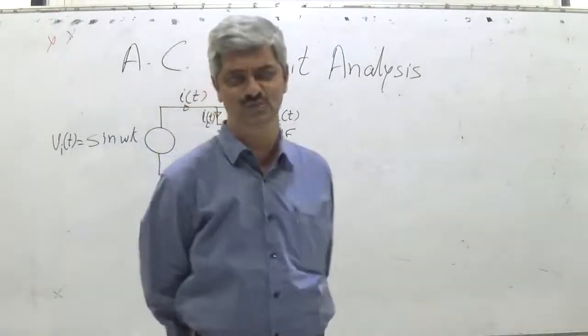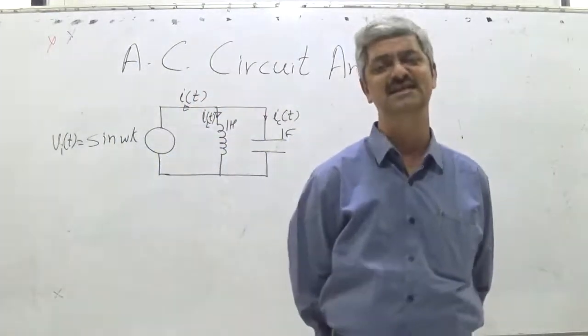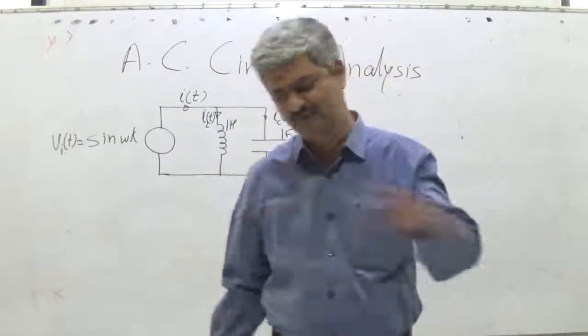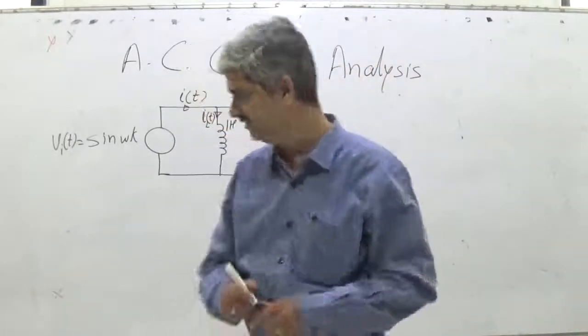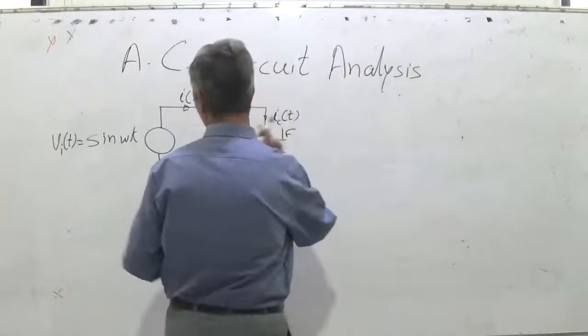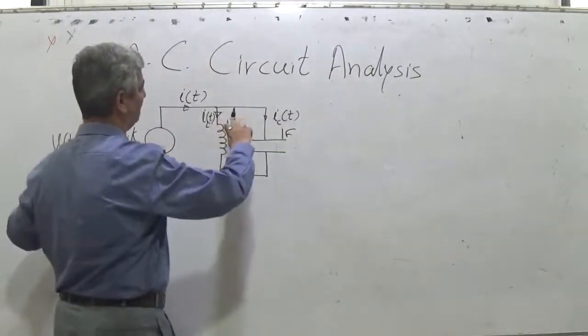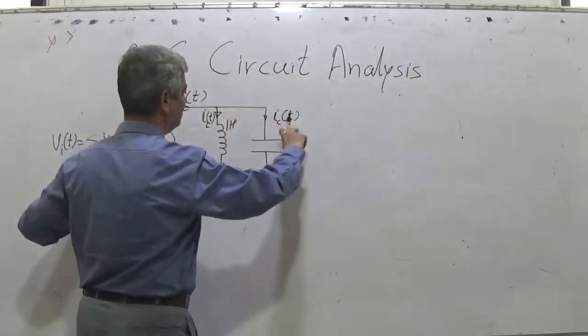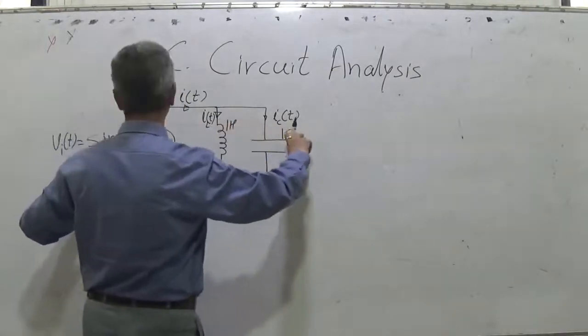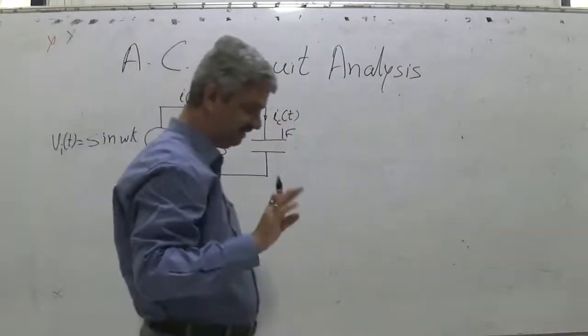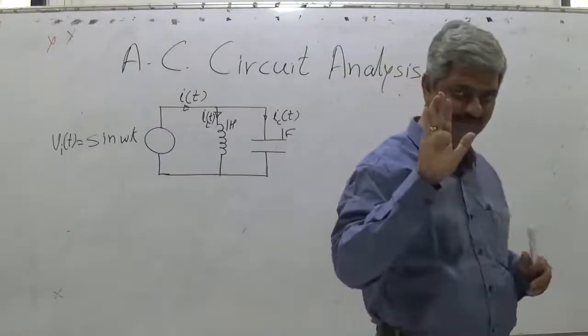Only two things we use: j square equal to minus 1 and j sin is cos. That will simplify everything. So we proceed with it. What would be ILT? Same voltage, it is a parallel combination of L and C. It's a parallel combination of L and C.